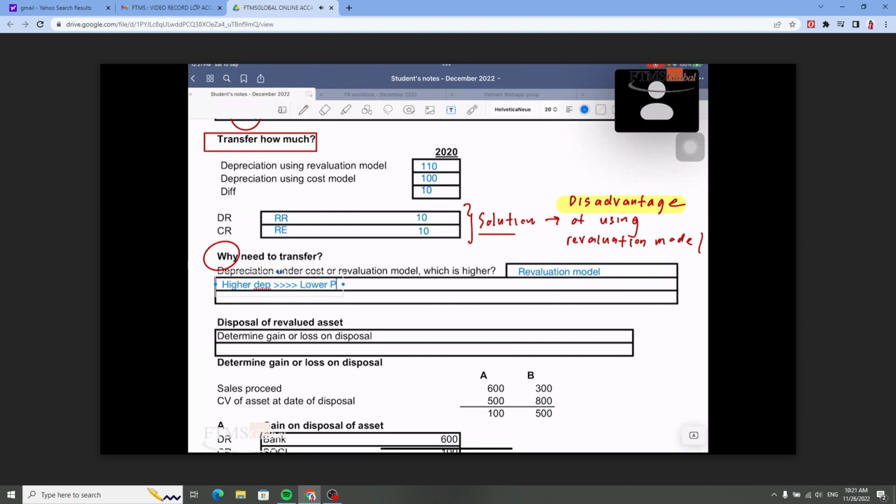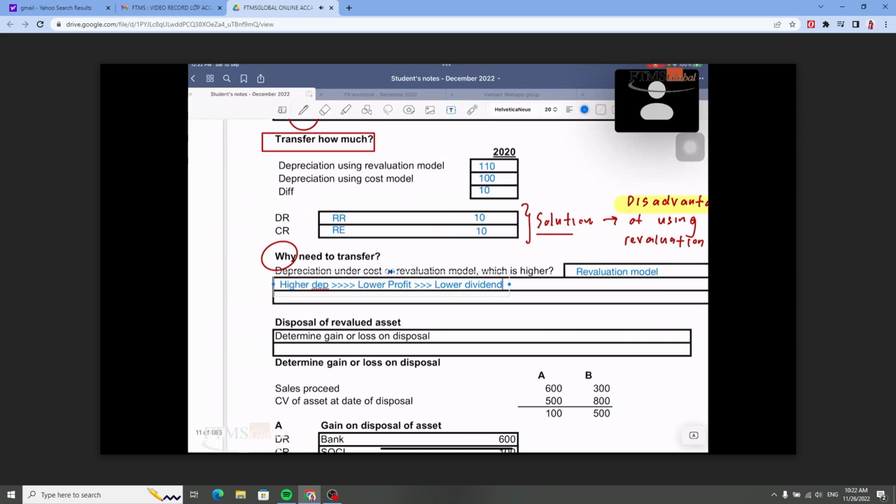Robert, skip one step. Lower profit. Correct? If I use the revaluation model, the result is I will have higher depreciation, resulting in lower profit. And eventually, if I have lower profit, it will lead to lower dividend. Okay, then very simple. Do you still want to use this model? Nobody will use, right? Definitely.